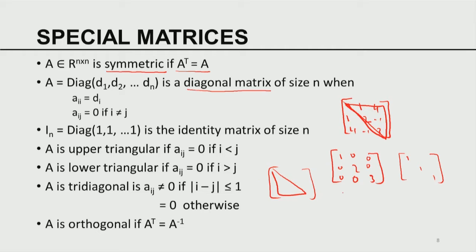Then a matrix can be tri-diagonal. A tri-diagonal matrix is one where the principal diagonal is non-zero, the first superdiagonal is non-zero, the first subdiagonal is non-zero, everybody else is zero. That's called tri-diagonal matrix. A matrix is said to be orthogonal matrix if A transpose is equal to A inverse. So orthogonal matrices have this extremely nice special property that inverse is equal to the transpose. These are examples of basic properties of special classes of matrices.